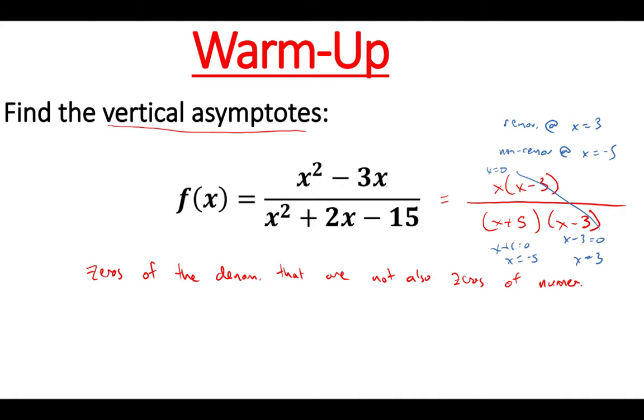The x equals 3 sort of gets removed because it's also a 0 of the numerator. Zeros of the numerator would be 0 and 3. Since that 3 is a 0 of the numerator and denominator, it gets wiped out. But the x equals negative 5 is a 0 of the denominator, but not also a 0 of the numerator. So it turns out that non-removable discontinuity is in fact also a vertical asymptote.